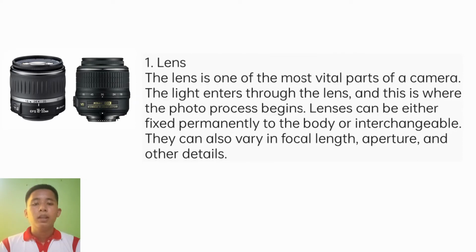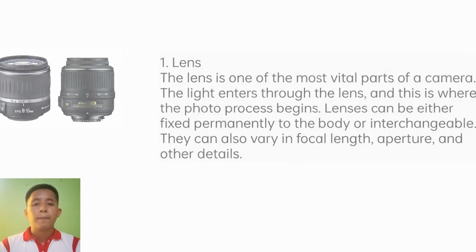Number 1, lens. The lens is one of the most vital parts of a camera. The light enters through the lens, and this is where the photo process begins. Lenses can be either fixed permanently to the body or interchangeable. They can also vary in focal length, aperture, and other details.